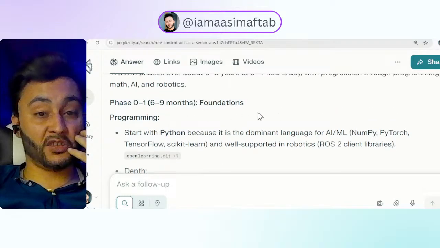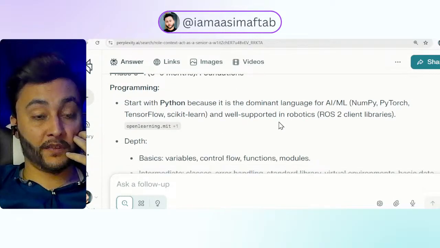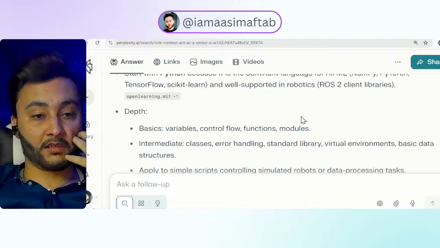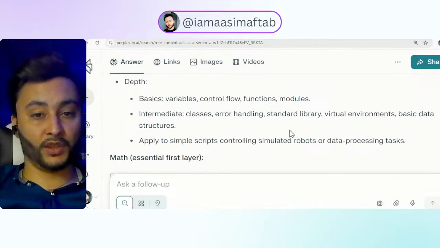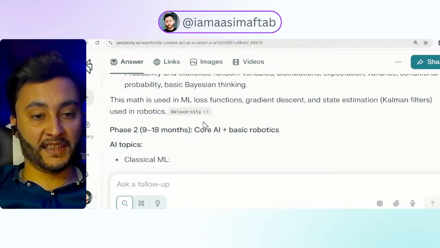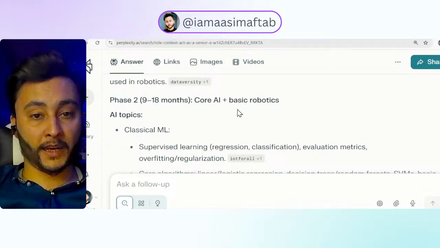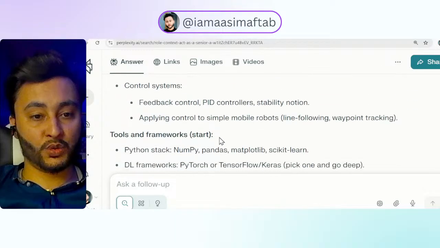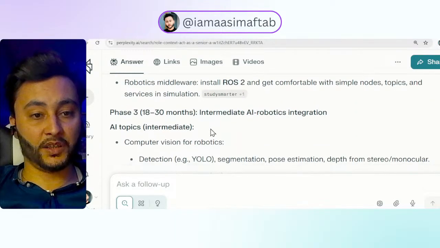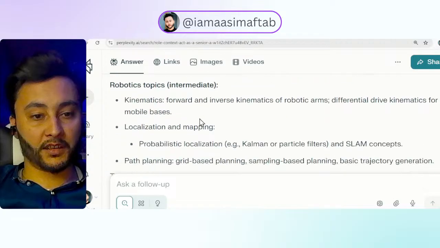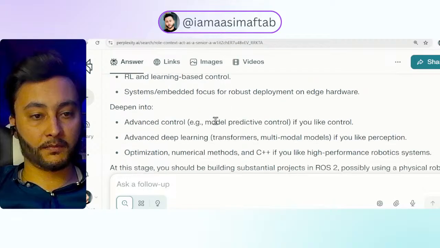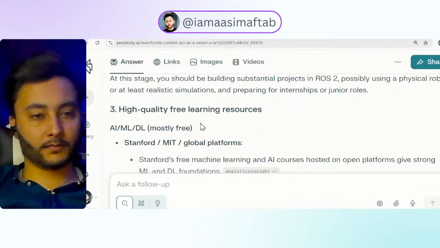Phase 0 to 1, 6 to 9 months: foundation programming. In phase 1, you need to learn programming, Python, and these are the libraries you need to master: TensorFlow, scikit-learn, ROS2 client libraries. You need to focus on these areas. In maths, you need to focus on these areas. Phase 2, 9 to 12 months: core AI basics and robotics AI topics, deep learning, robotics fundamentals, tools and frameworks to learn. Phase 3, 18 to 30 months: intermediate AI topics, robotics topics, tool simulators. Phase 4, 30 to 48 months: going deep. How beautiful is this?